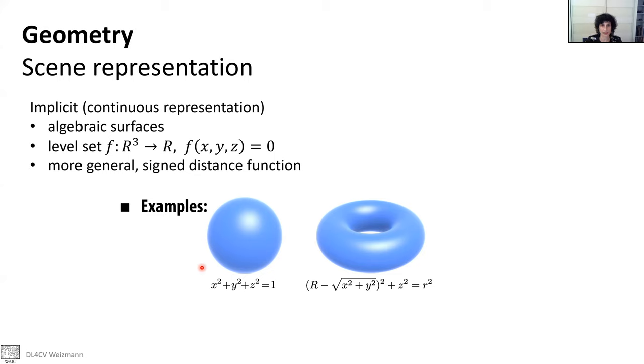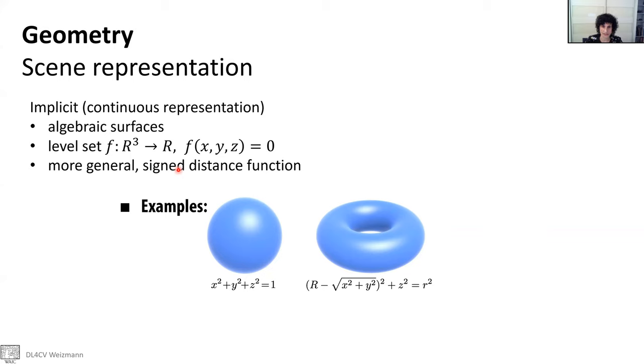Okay. Now, as you already know, I guess, you can also describe the scene by a continuous representation, which is called implicit. If it's a simple scene like this, you can use algebraic surfaces like just the sphere here or the torus here, just by some algebraic expression. But also, as you may have already seen in deep architectures, you can use the level set of a function, and describe the surface by the zero level set of a function from x, y, z to R.